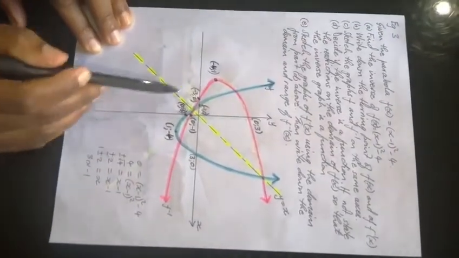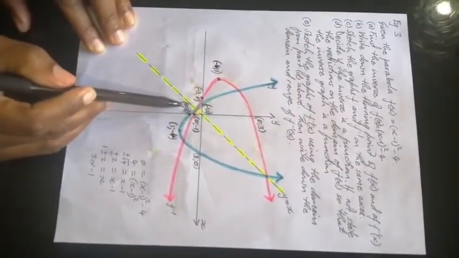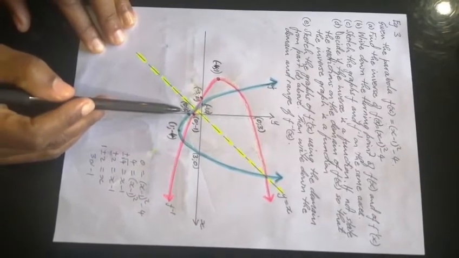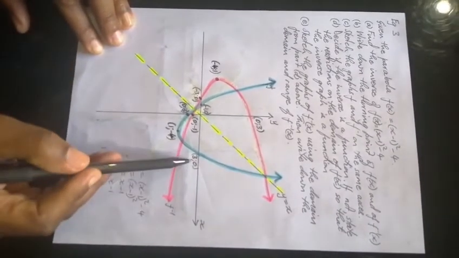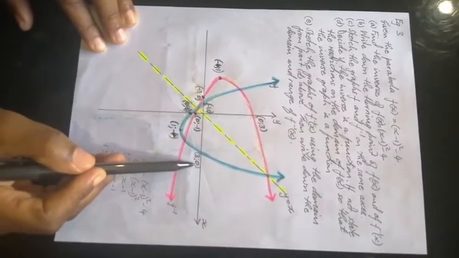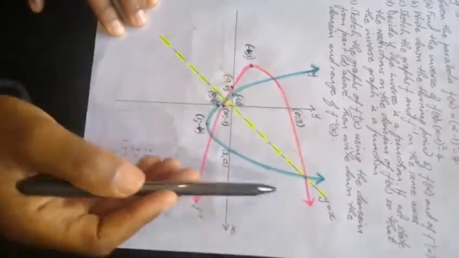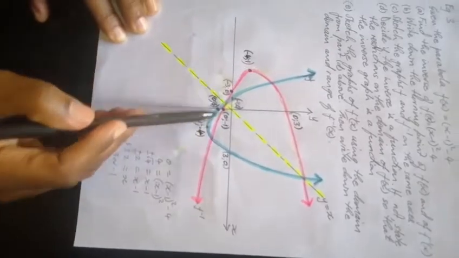And the point (0, -3) becomes (-3, 0). And the point (3, 0) becomes (0, 3). That is why we come up with the red graph. Very, very important. Now we are moving on to part D.